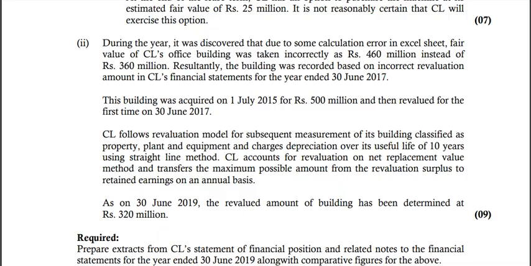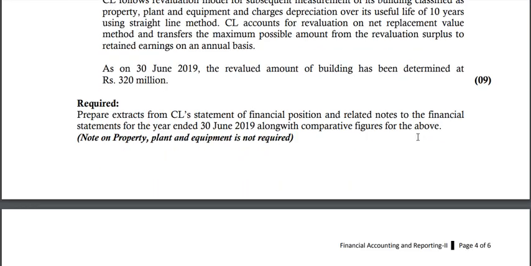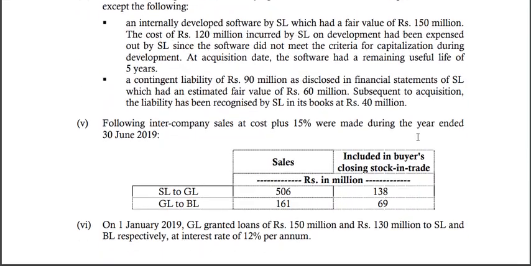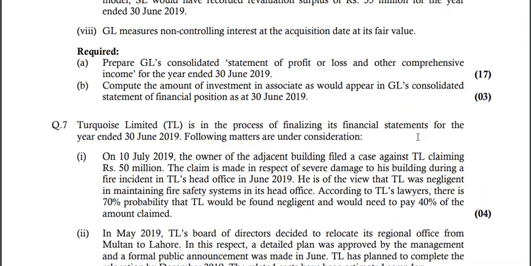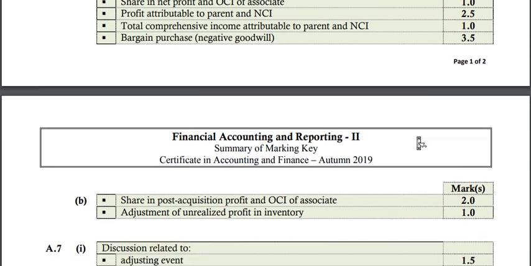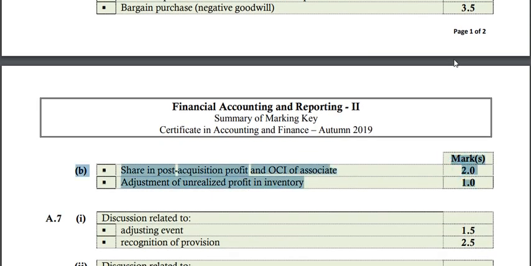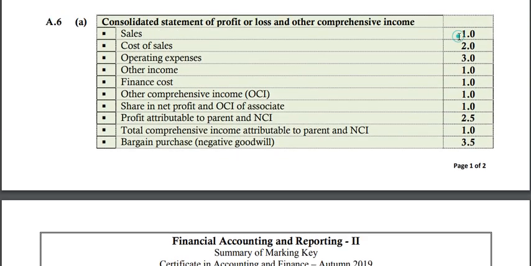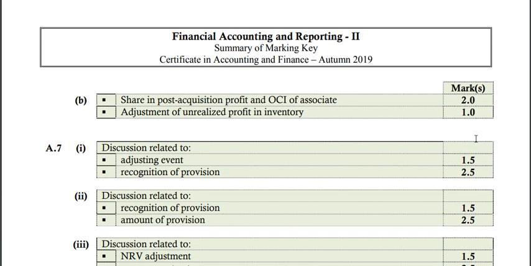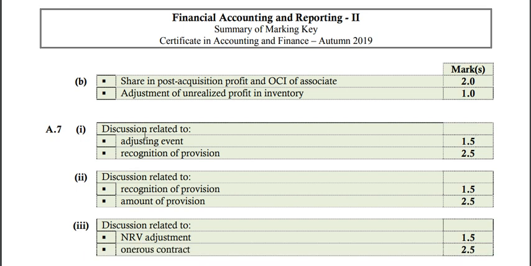Same goes with the consolidation question. The question is asked of 17 and 3 marks. Look, 3 marks is also divided into 2 and 1, and 17 marks are divided into almost 8 to 9 points. So it is making it easier for a person to gain marks.